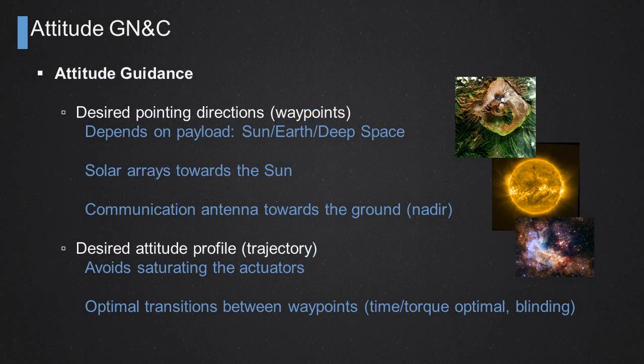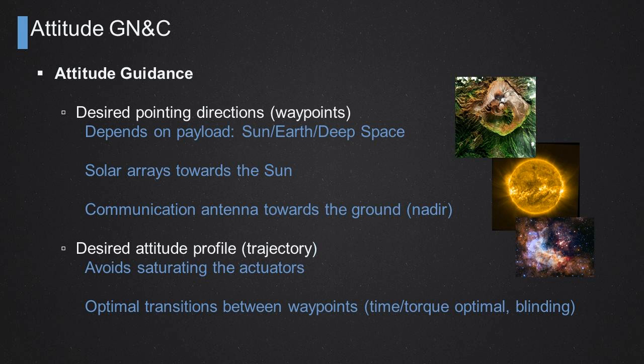But as I touched on earlier, it might be better to generate a smooth, continuous attitude profile to smooth out the transition between those desired waypoints. It has a couple of advantages doing it this way. First, it avoids saturating the actuators. So instead of saying, okay, all of a sudden I want you to reorient yourself by 180 degrees, instead of doing this, you specify a smooth trajectory. So you spoon feed the controller with small increments in terms of desired attitude as time goes by.